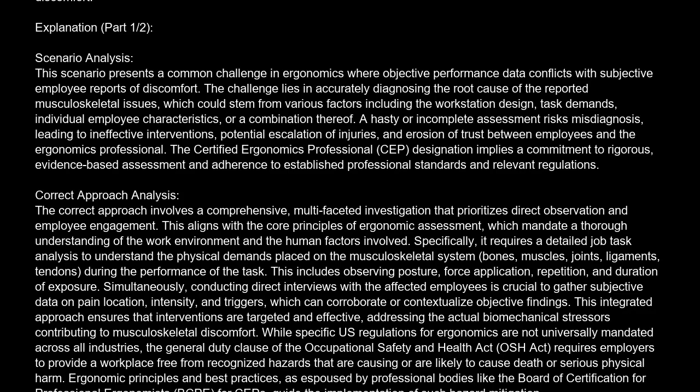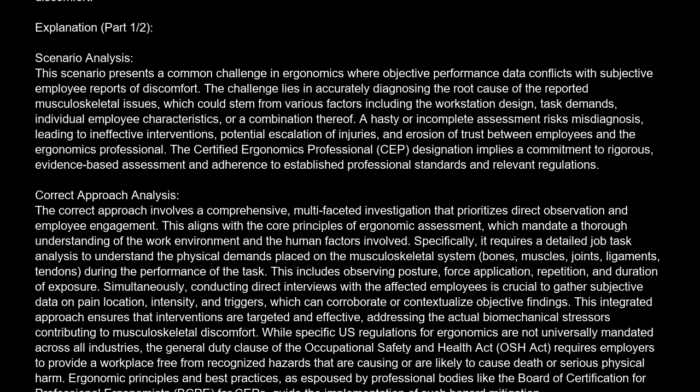Correct answer is B. Conduct a detailed job task analysis for each affected employee's role, observing their postures, movements, and force application, while simultaneously conducting individual interviews to understand the nature and location of their discomfort. Explanation. Scenario analysis. This scenario presents a common challenge in ergonomics where objective performance data conflicts with subjective employee reports of discomfort. The challenge lies in accurately diagnosing the root cause of the reported musculoskeletal issues, which could stem from various factors including the workstation design, task demands, individual employee characteristics, or a combination thereof.